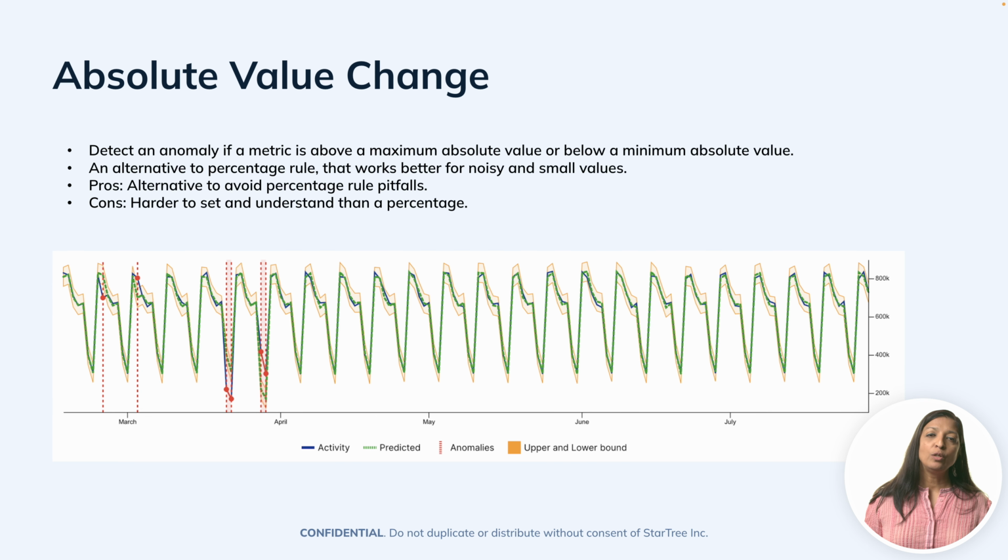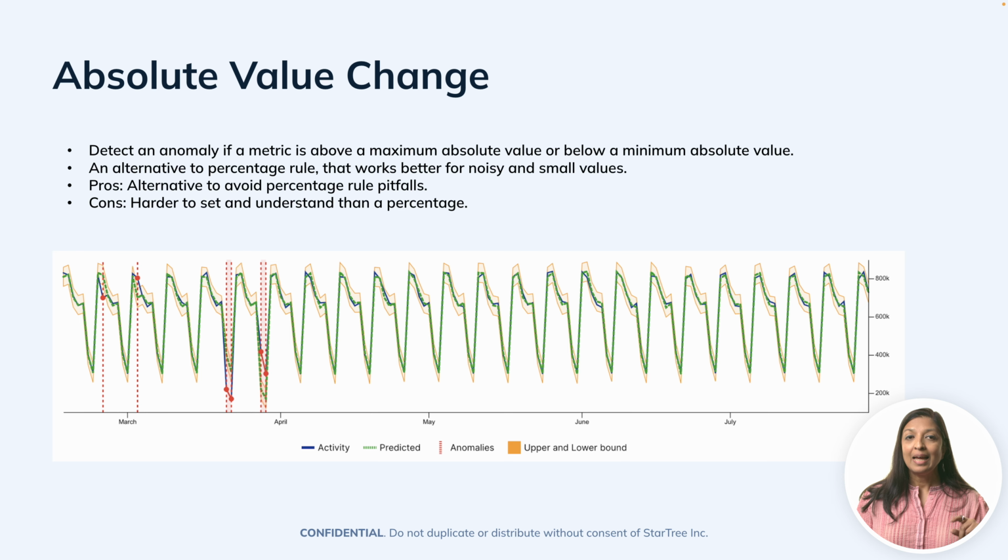The absolute value change algorithm is also easy to set up and is an alternative to percentage. This is a little harder to set up because whereas with percentage, you can say, okay, there's a deviation in percentage of the baseline, with absolute value change, you have to really know your data to determine the absolute value that you set up as thresholds.